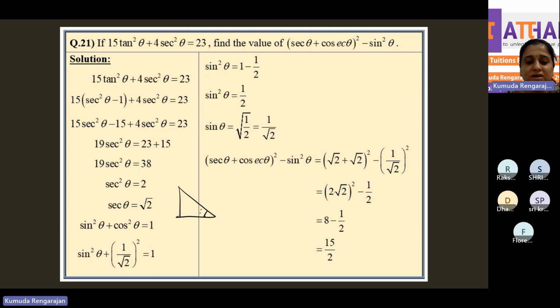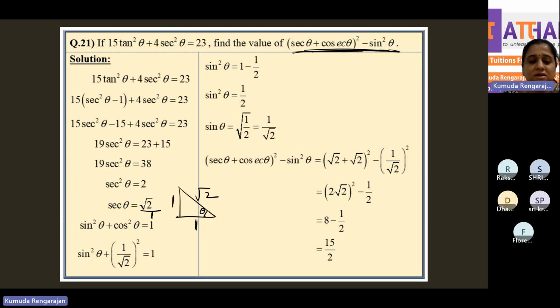You can mark this as theta. And what is secant theta? Hypotenuse by adjacent. Secant theta is hypotenuse by adjacent. So this also will be 1. Now you can find the other ratios. You have to evaluate this, right? You'll have to evaluate this.